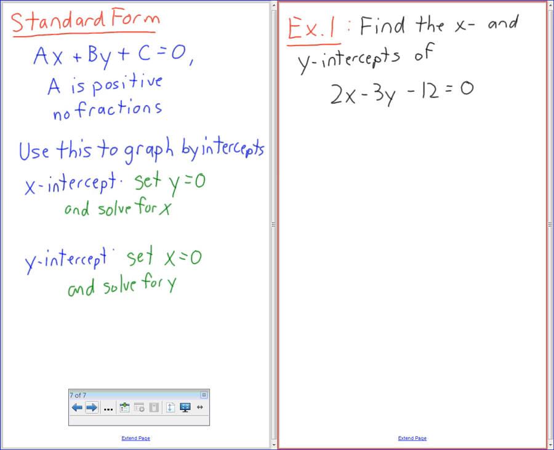I'm going to ask for a volunteer to look at the left-hand page and then to tell me how I might find the x-intercept. Bailey, go ahead. So set y to 0. Good. So to get my x-intercept, as Bailey said, we set y equals 0. So the equation is going to change into 2x minus 3 times 0 minus 12 equals 0.